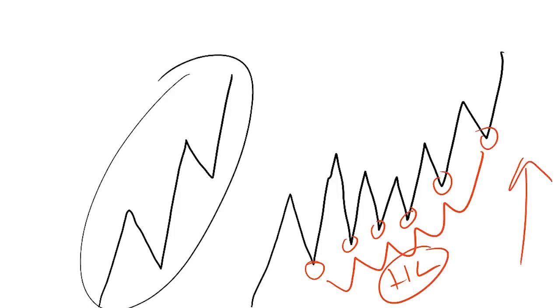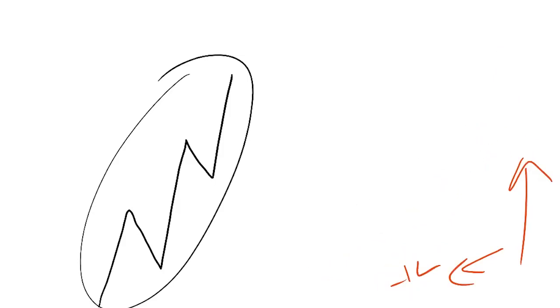So overall the uptrend was still being maintained because this was not being broken, okay, up until the market itself breaks a level of support, which is a higher low point. So as long as the higher low point is not being broken, then it's still going to be maintained as an overall uptrend.